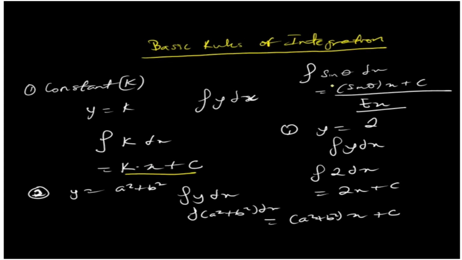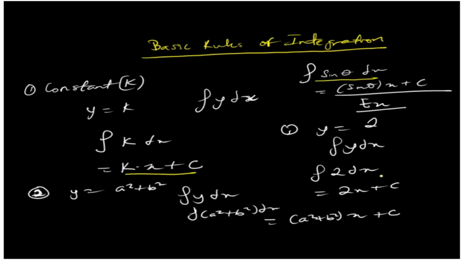If you are integrating this one with respect to x, this is what the question is, but you are integrating with respect to x. Therefore, sine theta is a constant. So your answer there will be sine theta times x plus c. Here, you're integrating 2 with respect to x. The integral of 2 with respect to x is 2x plus c, because if you differentiate 2x, what is your answer? 2.